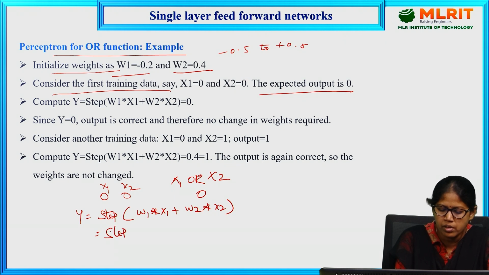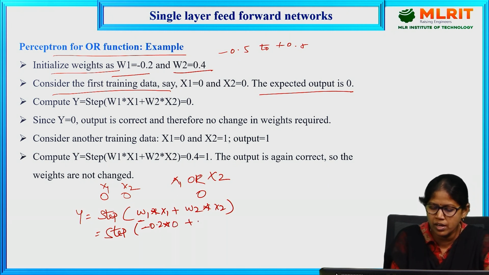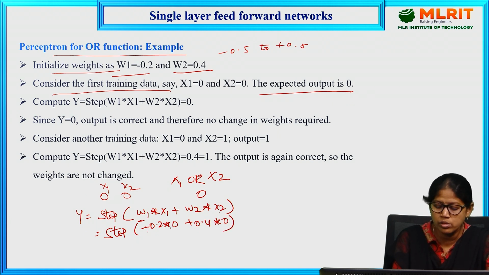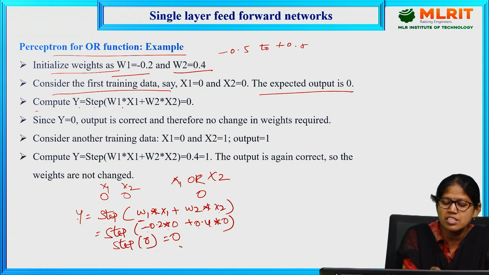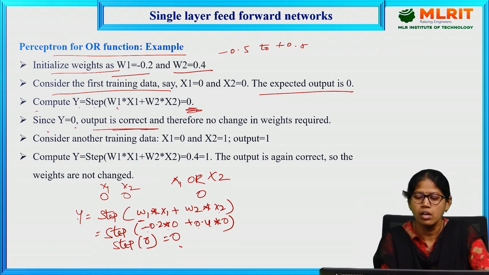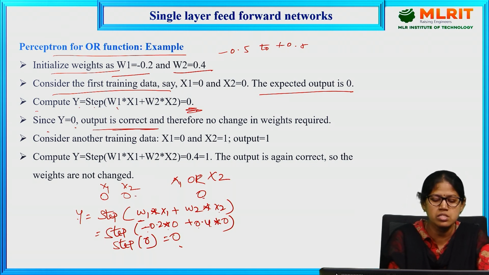So step of, what is the W1 value? -0.2 into x1, which is 0, plus W2, which is 0.4, into x2, which is 0. So -0.2 into 0 plus 0.4 into 0 is 0, step of 0, so we get the output y equal to 0. The output is 0. Since y equals 0, the output is correct. That is what our function x1 OR x2 gives, 0, correct. Therefore no change in the weights is required.